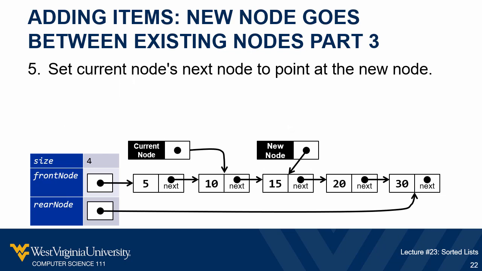Then I want to finish hooking my new node into the chain. So I'm going to set my current node's next node to point at the new node. So now 10 will point at 15, 15 points at 20, and I can still get to the rest of my chain. To wrap things up, we'll increment our size field so that we have an accurate count of how many things are there.